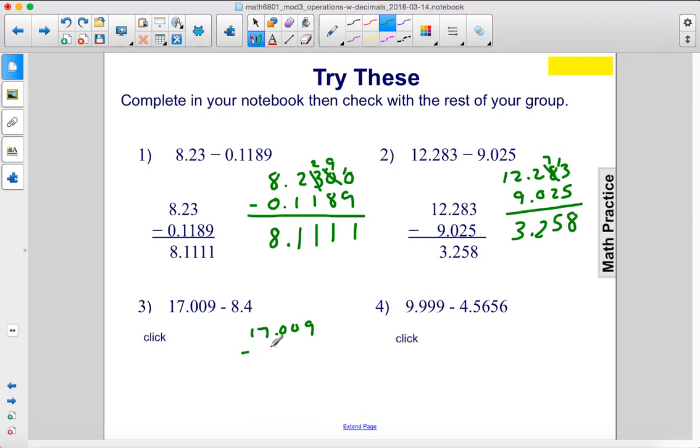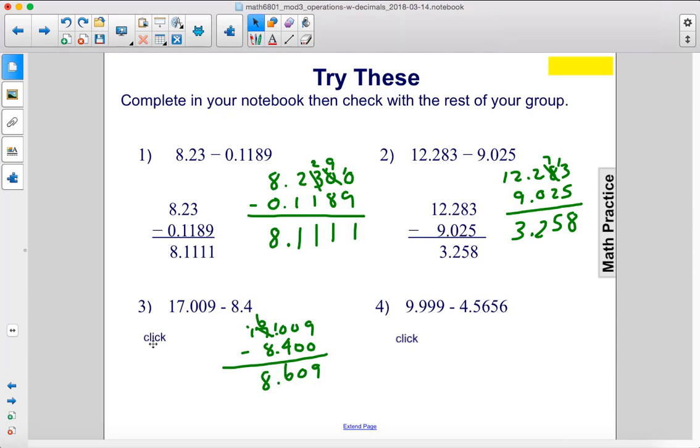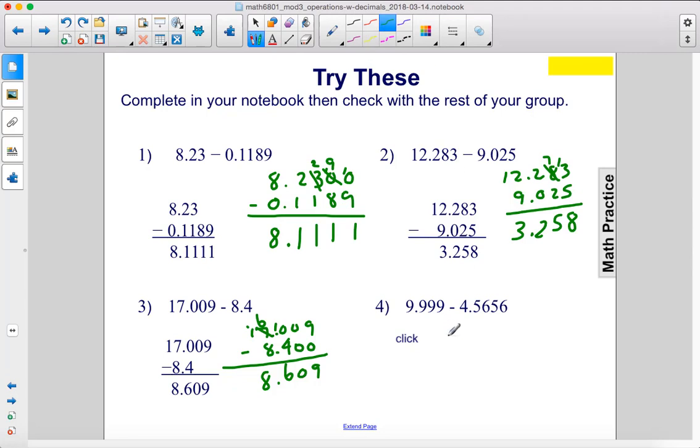17.009 minus 8.4. Alright, so for placeholders, we can put 2 zeros there. 9 minus 0 is 9. 0 minus 0 is 0. We can borrow a number from here, so that becomes 6, and that's a 10. 10 minus 4 is 6, and 16 minus 8 is 8. So, awesome.